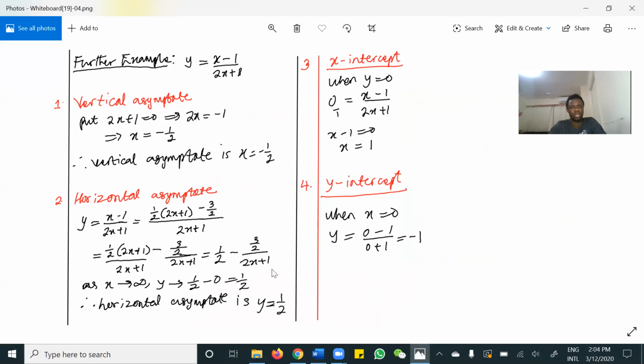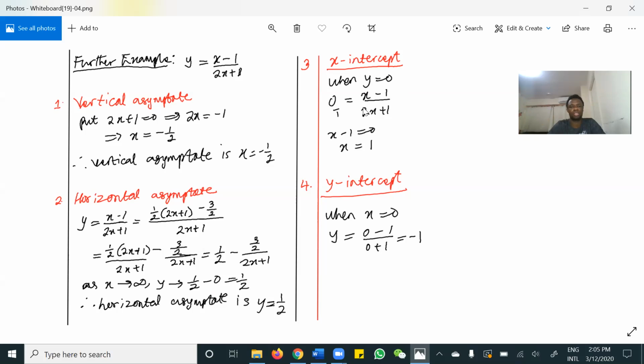Vertical asymptote is quite easy. This is when it is undefined. Horizontal asymptote requires that you write it as a mixed fraction. When I say mixed fraction like this, where you have the whole number and a proper fraction, then you apply the limit idea to find the equation of the horizontal asymptote. Horizontal asymptote is y equals to something, all right?